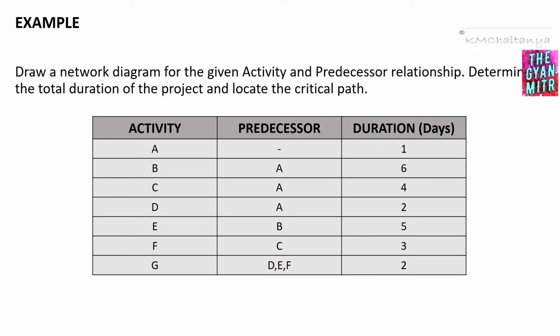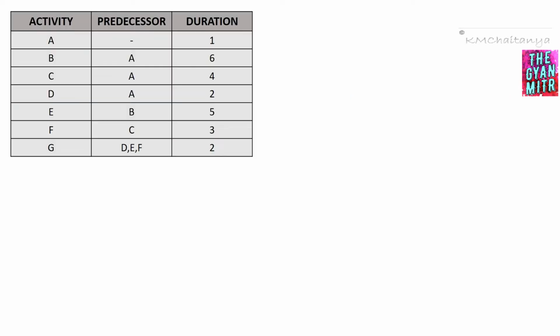Let's go into an example in order to understand how this process goes on. Now we will draw an activity on arrow network diagram. So we'll look into the table given. We have 7 activities, A to G, and the first activity is activity A. Before we start with the network diagram, we are going to draw an event followed by the first activity.